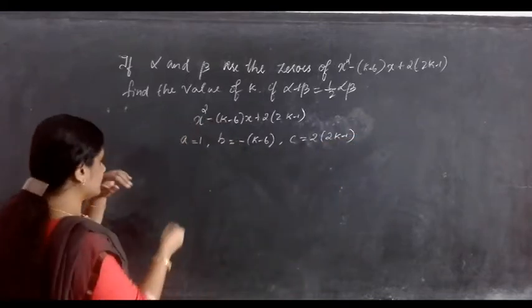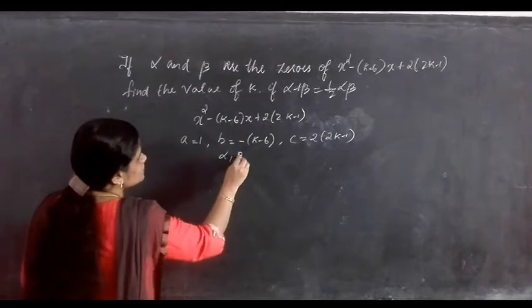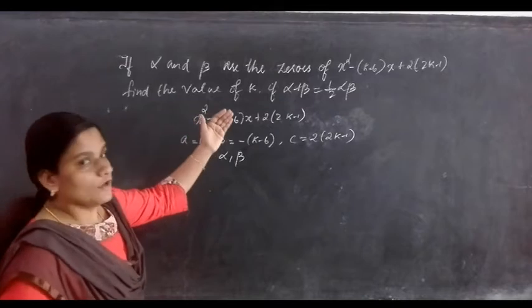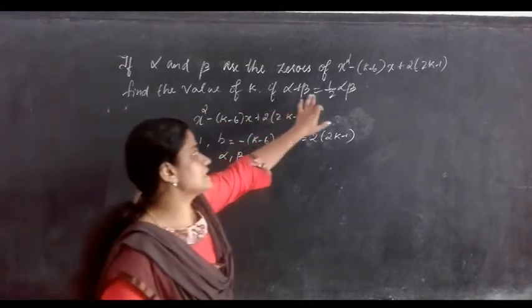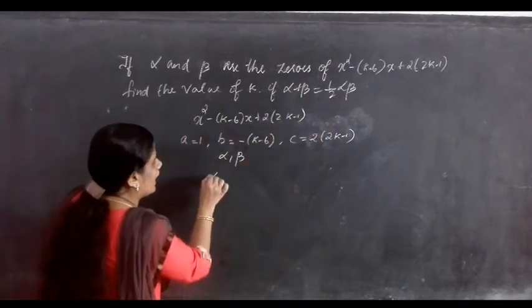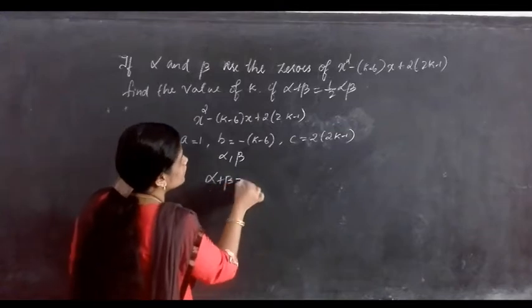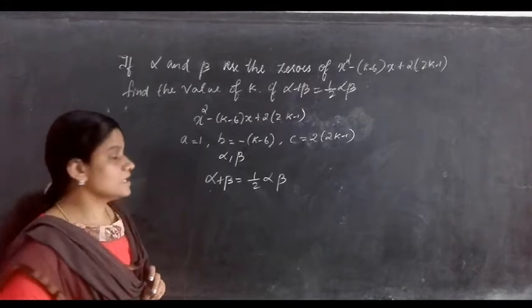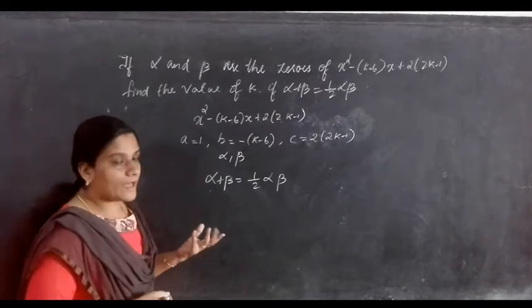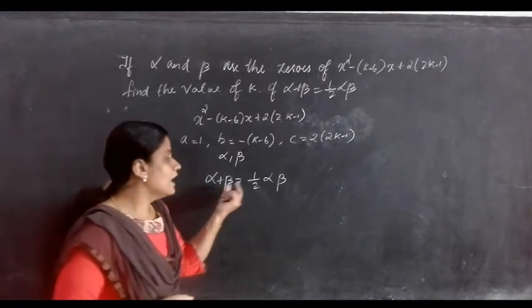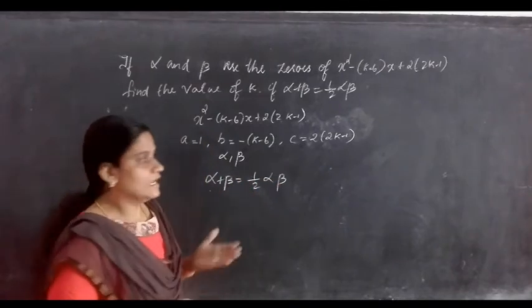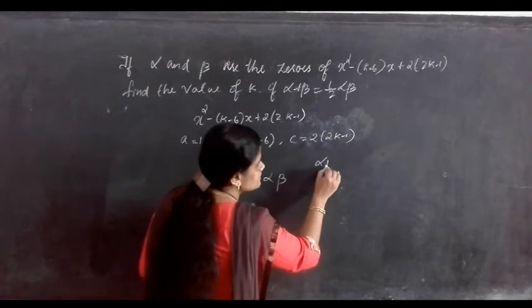Okay. So here they have given alpha and beta are the zeros of this polynomial. Children, we have to find the value of k. For finding the value of k, they have given us a condition. What is that condition? Alpha plus beta is equal to half alpha beta. That's it. Okay. Now we have to find what is alpha plus beta and alpha beta. Then we can substitute here and get the answer. So we are going to find what is alpha plus beta.